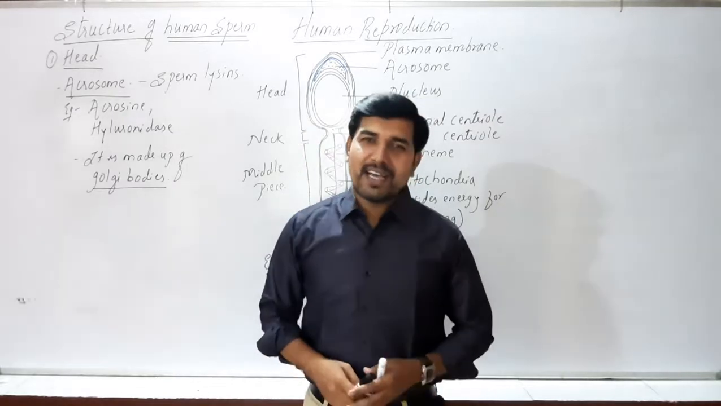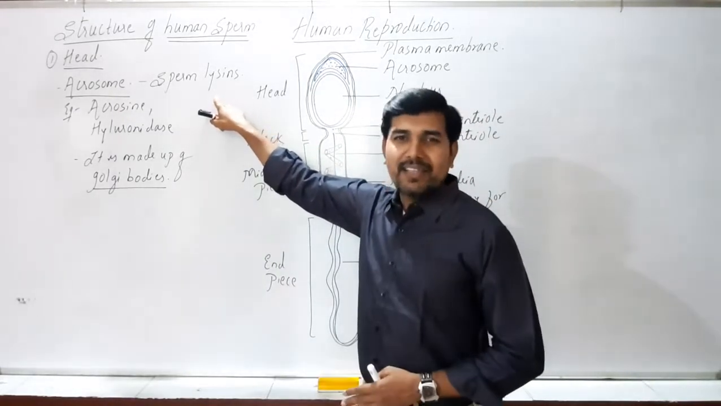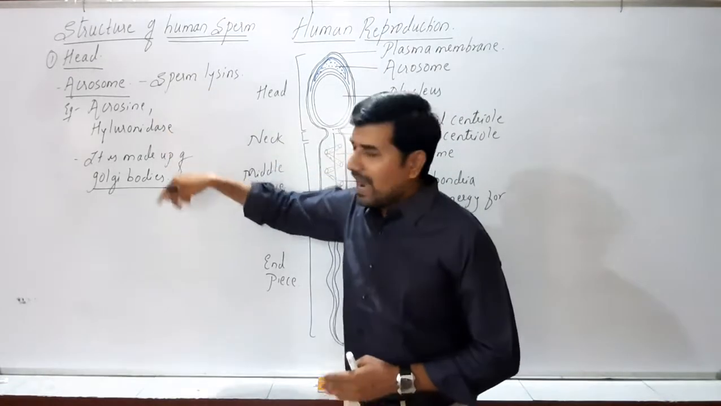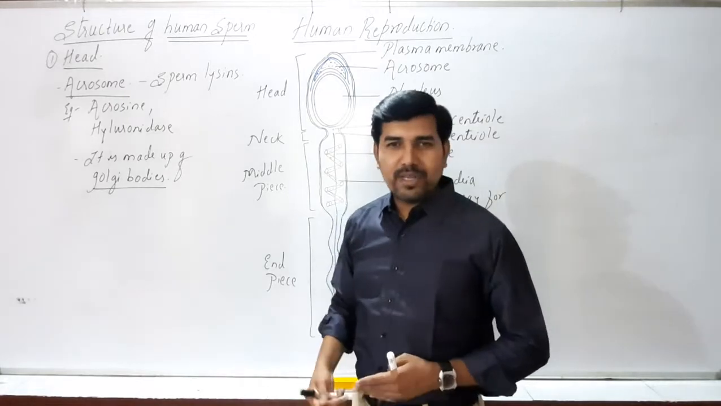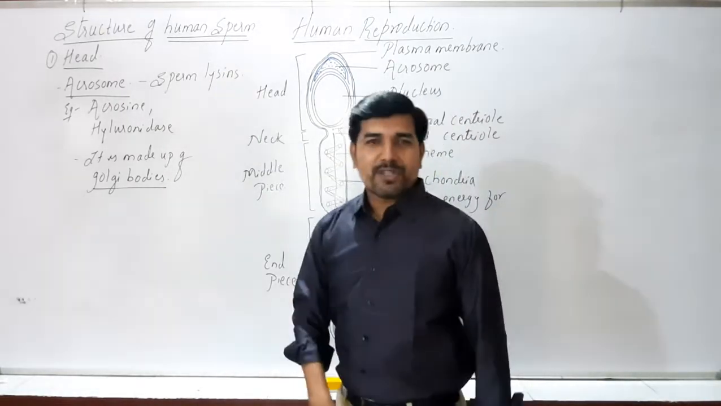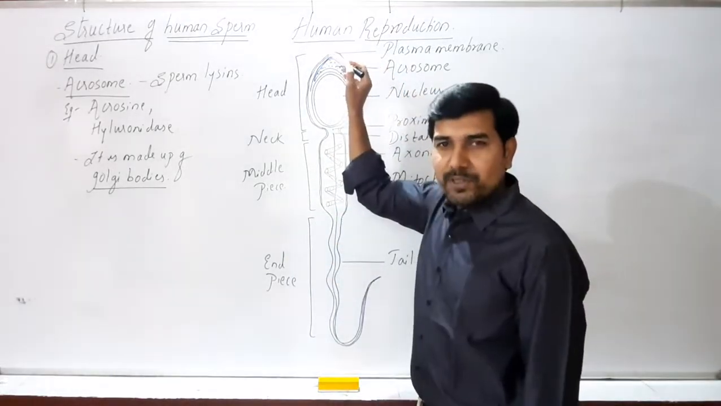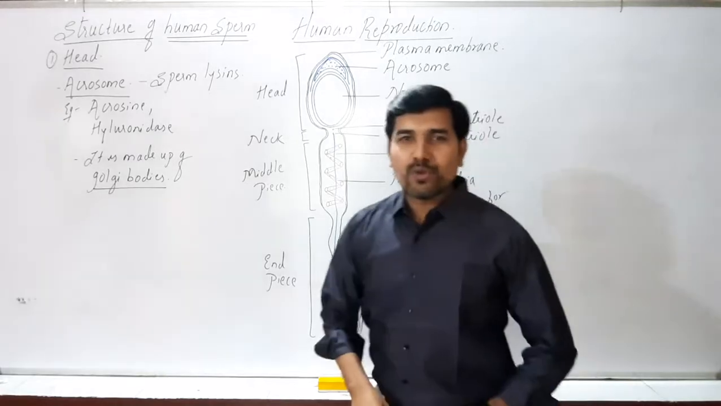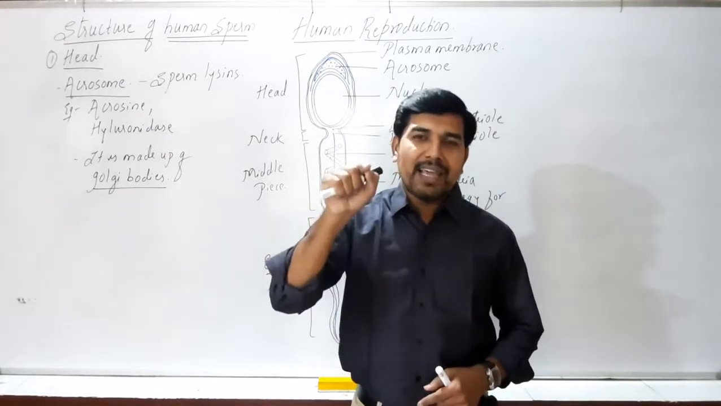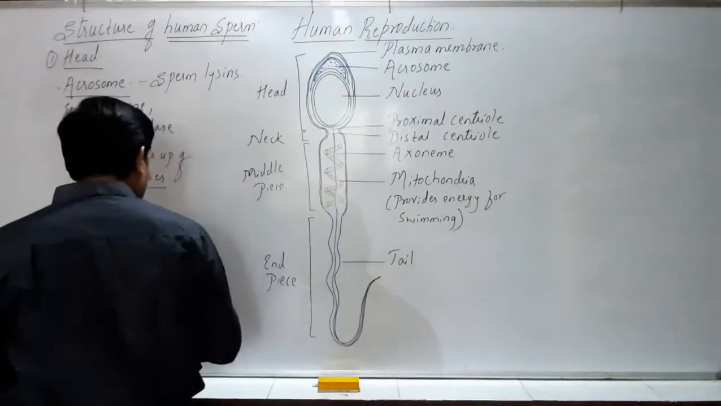Acrosome is present at the tip of the sperm, and acrosome consists of lytic enzymes called sperm lysins, that are acrosin, hyaluronidase. Other enzymes are also there, called neuraminidase. So what is the major function of the acrosome? As acrosome is present at the tip of the sperm, it helps in dissolving the layers of the ovum, as the ovum consists of different layers.